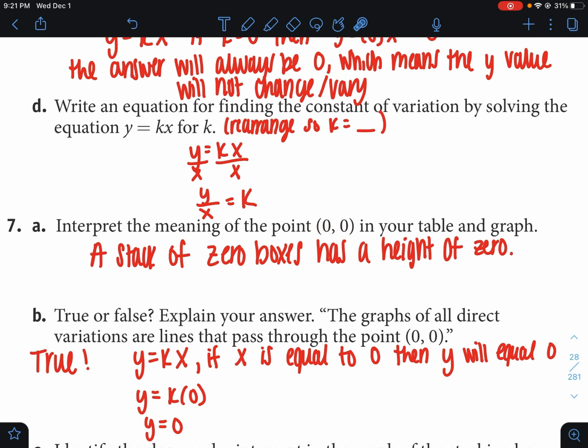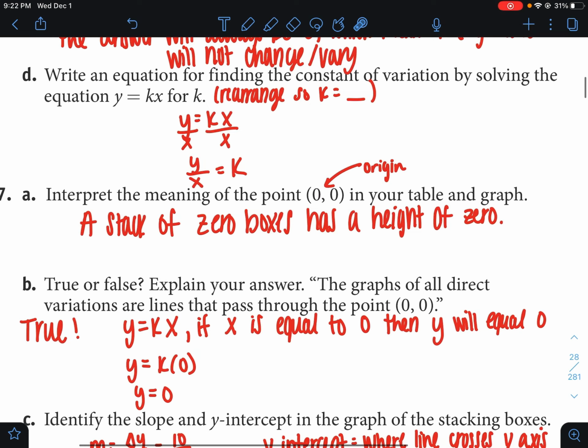If we look at the point (0, 0) in terms of our table and graph here, that is the stack of 0 boxes has a height of 0. And this (0, 0) point is again called the origin. Now, this next thought says the graphs of all direct variation are lines that pass through the point (0, 0), or the origin.